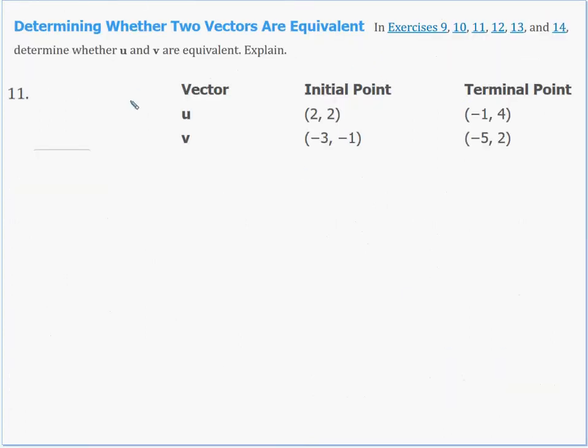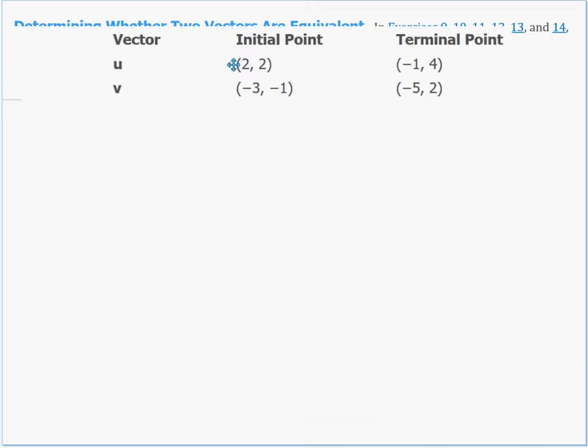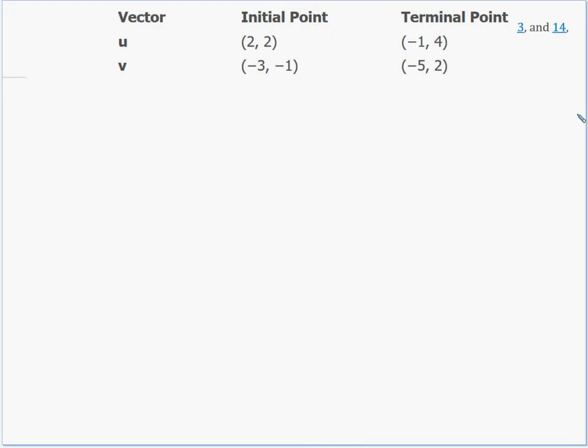So number 11, the directions say, determine whether u and v are equivalent vectors. Explain. They give us vector u, its initial point and terminal point, and vector v, its initial point and terminal point. To show that they are equivalent, we want to check their magnitudes and their direction. Magnitude is the same as the length. Direction is the same thing as slope. So let's do each vector one at a time.